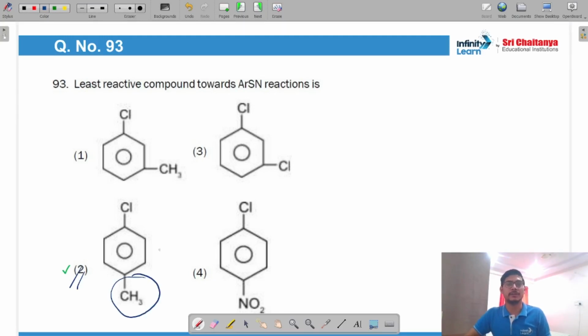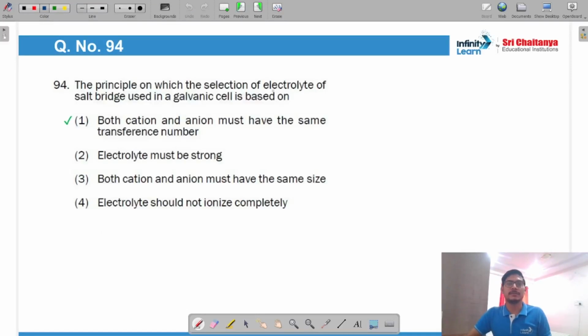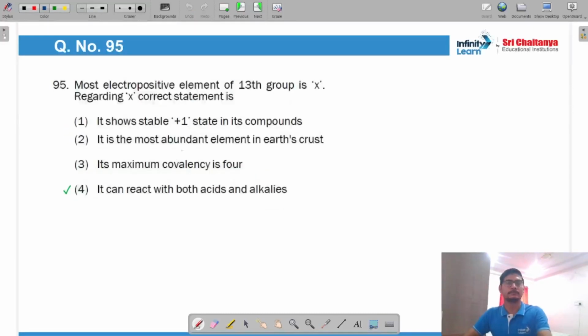Least reactive towards nucleophilic aromatic substitution is this one, because we don't want electron donating groups, okay, particularly at ortho and para positions. The principle on which the selection of electrolyte of the salt bridge used in a galvanic cell is based is that both cation and anion must have similar ionic mobilities, that is, similar transference or transport numbers. So this is the correct answer.